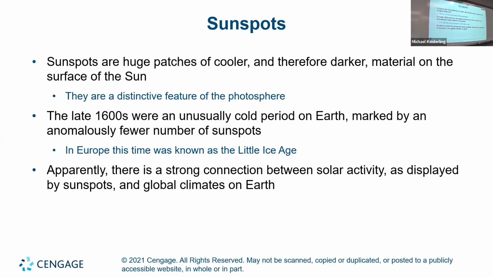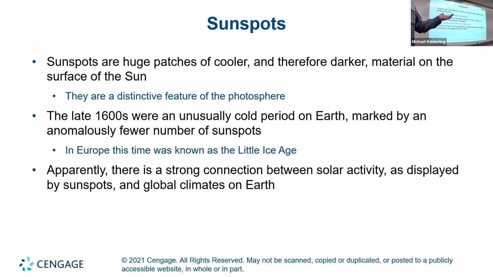On the sun, there are also sunspots. These are huge patches of cooler and therefore darker material on the surface of the sun. They are temporary. They last for a little while and they go away. They're distinctive features of the photosphere. And we've been observing them since about the 1600s, since Galileo.